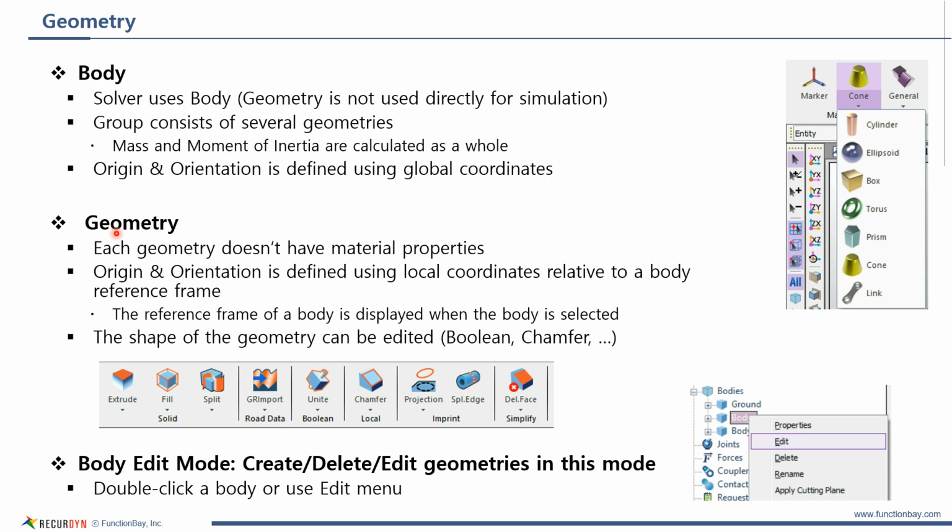Geometry has a shape, but it doesn't have material properties. Origin and orientation of a geometry are defined using local coordinates relative to a body reference frame. The reference frame of a body is displayed when the body is selected. I will show you in the next demo video. Each geometry can be edited using various operations such as Boolean, chamfer, or fillet. You should enter body edit mode to create, delete, edit geometries.